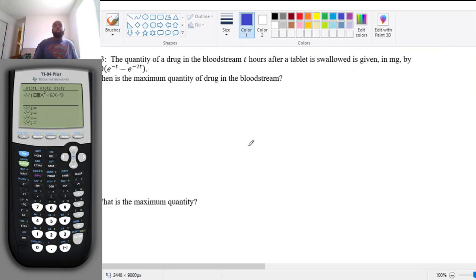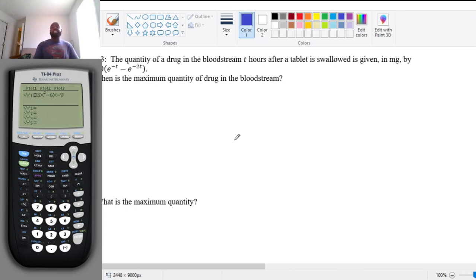Let's look at another example where we apply this to an application. And we'll look at a function that is not as easy to solve. It says the quantity of a drug in the bloodstream t hours after a tablet is swallowed is given in milligrams by Q of t equals 20 times the quantity e to the -t minus e to the -2t. It says, when is the maximum quantity of the drug in the bloodstream? And then part B, what is the maximum quantity, right?